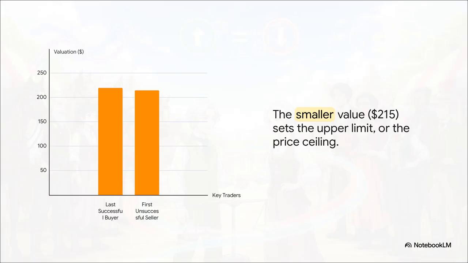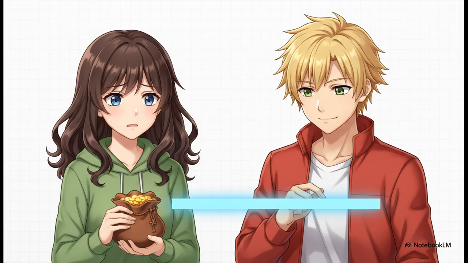Let's think about why this has to be true. Our last successful buyer, A, is willing to go up to $220. But the first unsuccessful seller, B, would jump into the market if the price hit $215. So if the price went above $215, B would suddenly be willing to sell, and that would create a 6th trade, which we already know can't happen. So the price absolutely has to stay below $215. That's our ceiling.